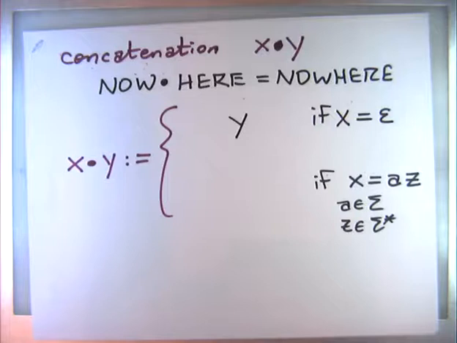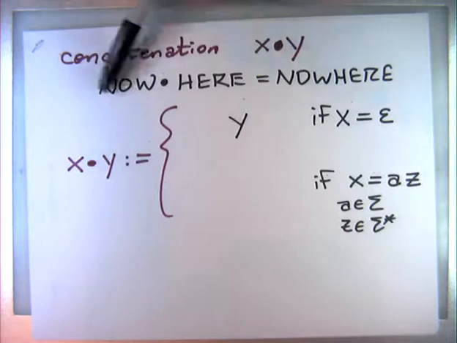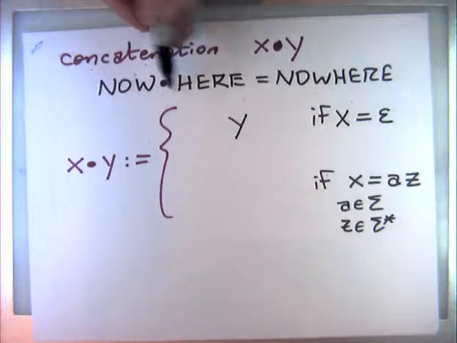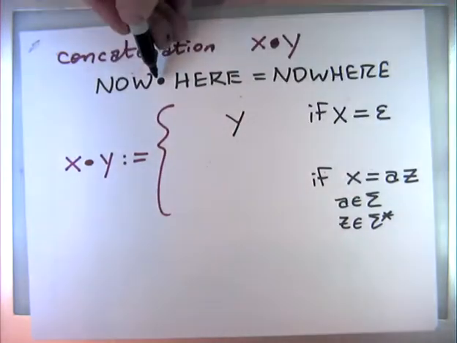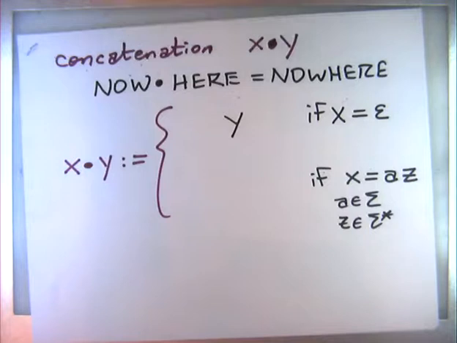All right, now for the slightly more interesting one. Suppose the string isn't empty. What's the definition of x concat y? So this is the example up here at the top of the page. X here is the string now. A, the first symbol, is n. Z, the tail of the string, is ow. I somehow want to write now concat here in terms of n, ow, and here.